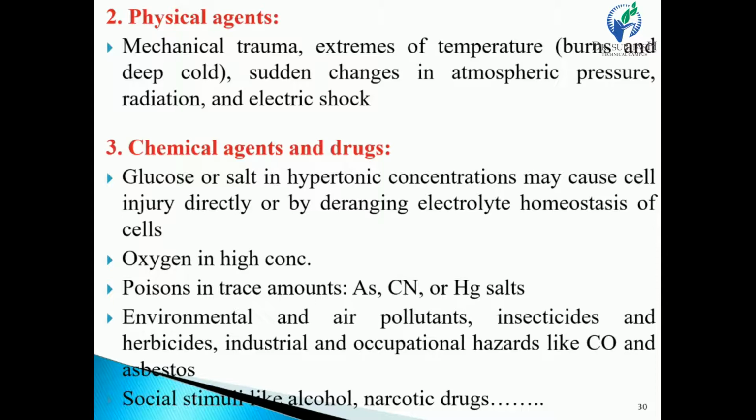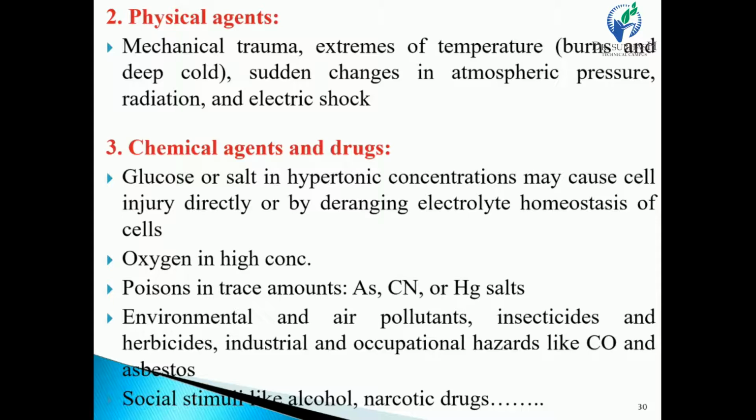But here, for injury, hypertonic concentrations could be responsible. Here, the concentration of oxygen could be high. Poisons which in certain traces could lead to the injury, like arsenic. Next are the mercury salts, right?